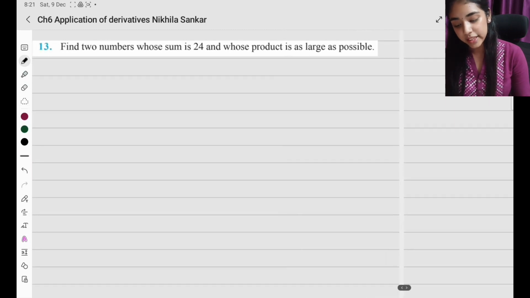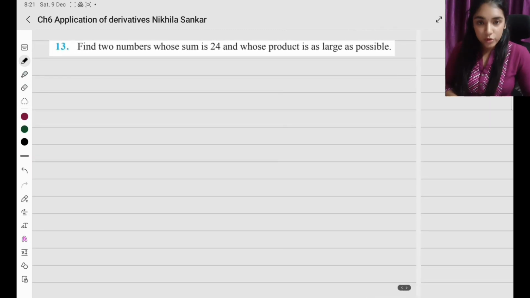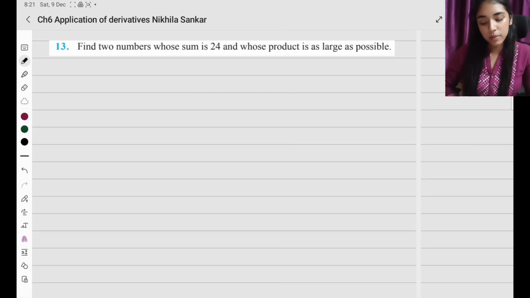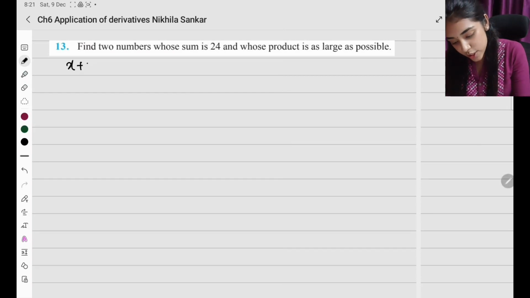Question number 13. இந்த மாதிரி example sum போட்டிருக்கேன். Please watch that. அதை பார்த்தா இது கொஞ்சம் ஈஸியாக இருக்கும். Find two numbers whose sum is 24. So x plus y equals 24 னு இருக்கு. So let me write y equals 24 minus x.